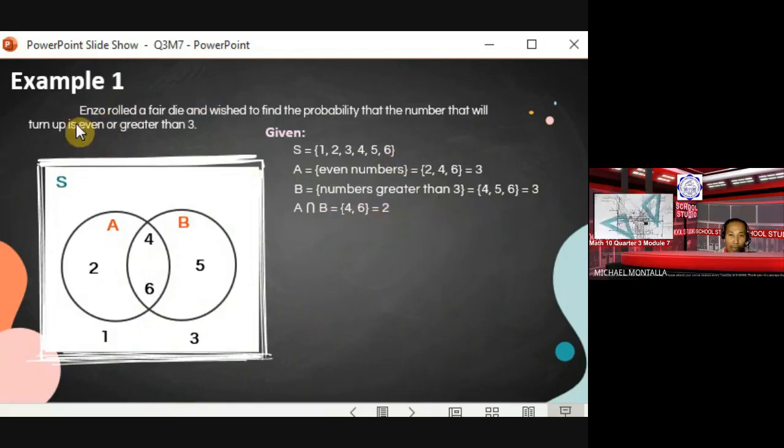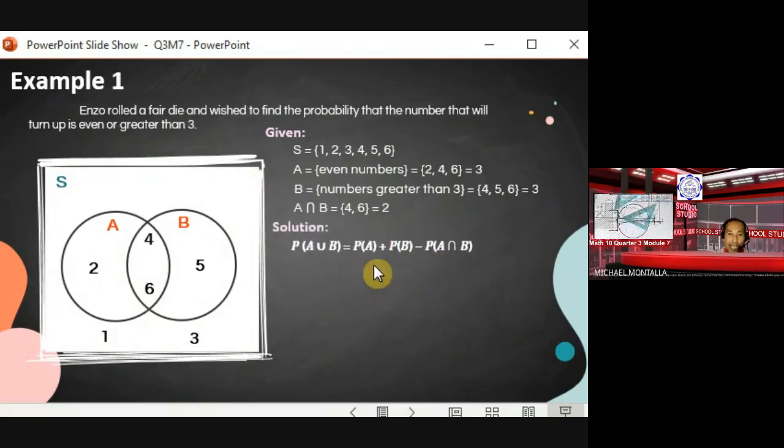Okay? Bago tayo mag-start, gusto ko unang ma-practice ka dito. Nakikita mo yung sa pagitan ng dalawang event, ang ginamit natin ay OR. Sabi, even or greater than 3. So yung OR na yon, ang ibig sabihin niyan, union. Ibig sabihin, mag-union tayo ng A and B. Ayun. Ganun lang po pala yun. Okay, magagawa tayo ng union.